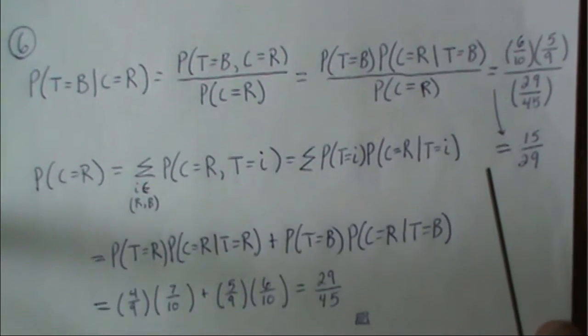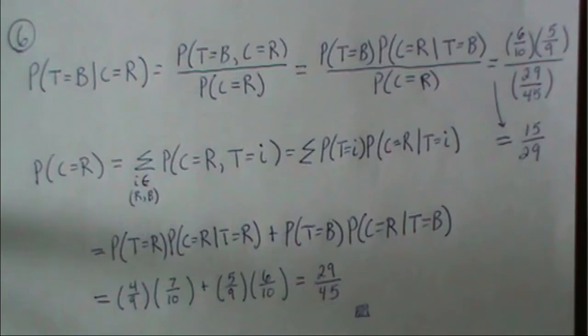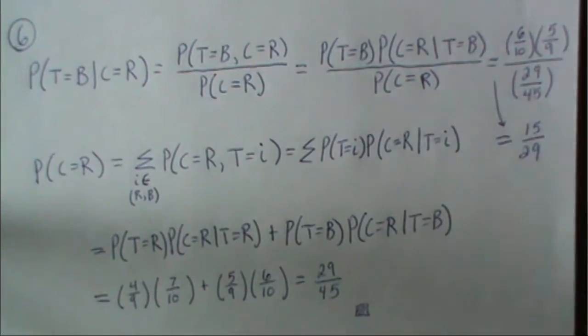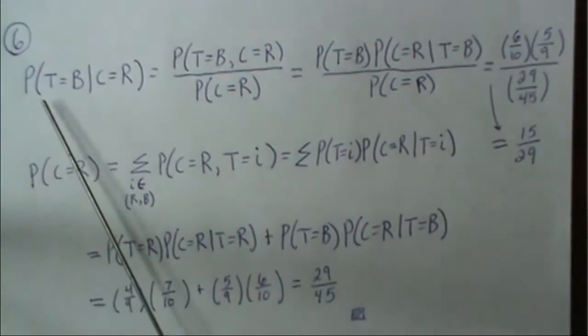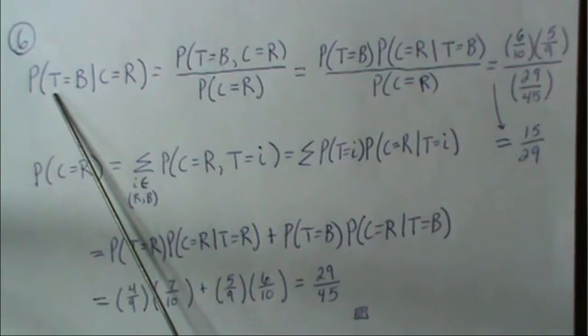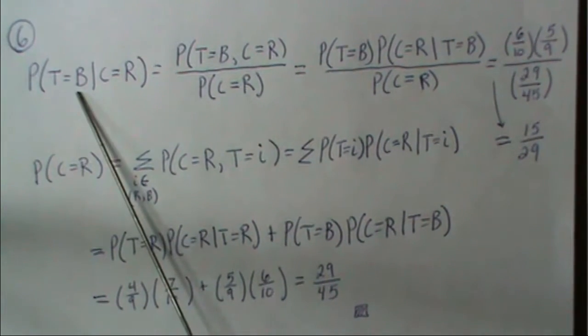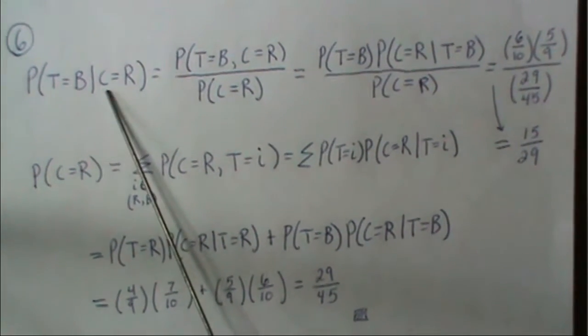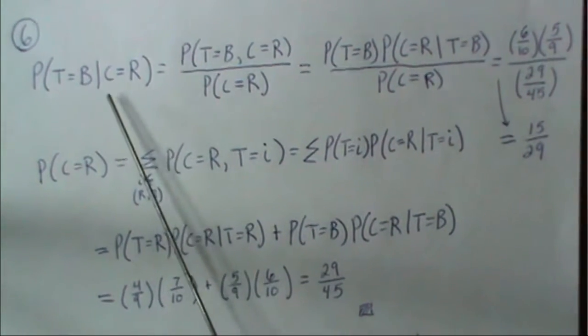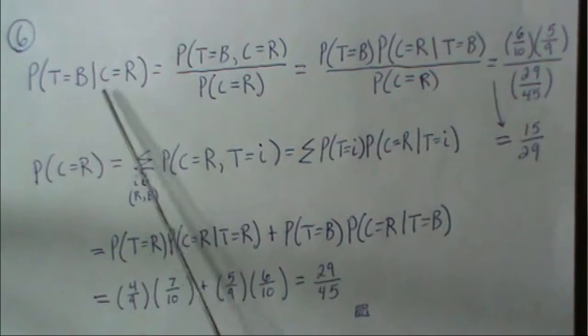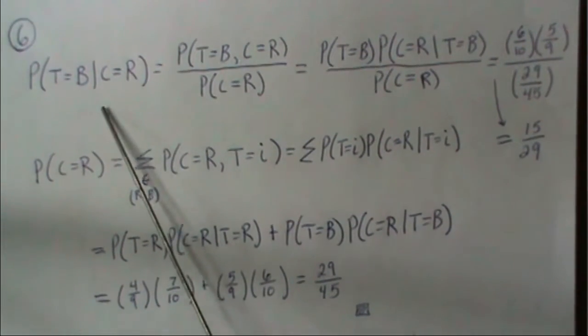So number 6, we are given 2 boxes, box A and box B, and we're going to randomly pick one from box A and transfer it, and then we're going to choose one from box B. And so the question asked, what's the probability that the transferred ball is blue, given that our chosen ball was red? Now we manipulate this to get it in a case where we can actually solve it.